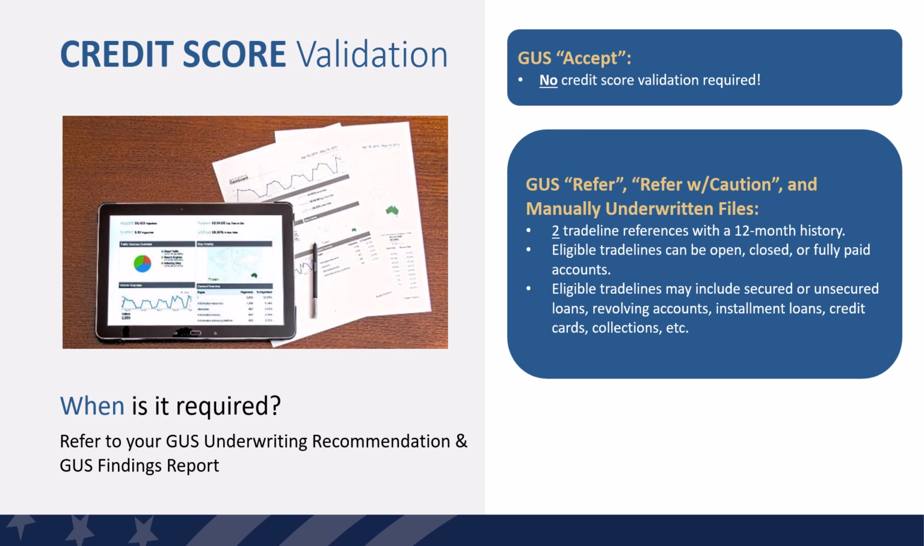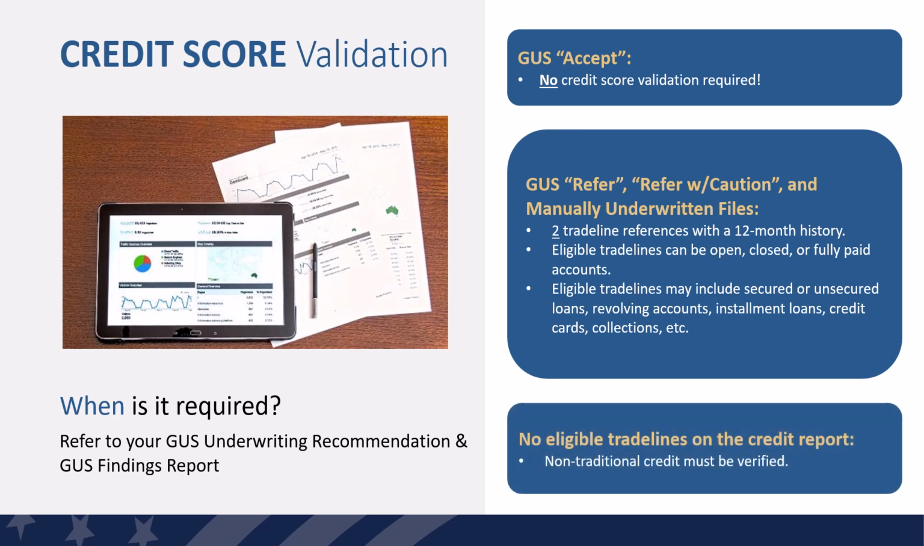This applicant needs to have 2 trade lines on their credit report that have been open for at least 12 months based on the account opening date shown on the report. Keep in mind that a validated score does not mean the applicant has a good credit history. It only shows they have a minimum eligible credit history. Eligible trade lines for validating the credit score can include open, closed, or fully paid accounts, as long as there is a payment history. These can be secured or unsecured loans, revolving accounts, installment loans, credit cards, collections, charge-off accounts, and more. If a credit report has no score, it must meet non-traditional trade line requirements.